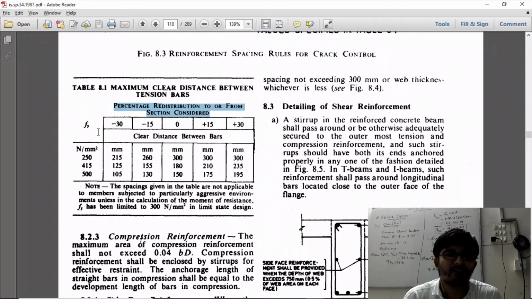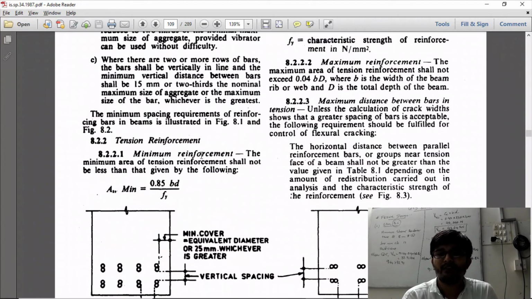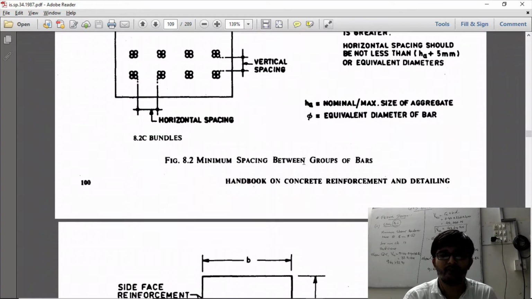So for different grades of concrete, right, clear distance between bars, generally for our case it is Fe415, right? So if we consider zero redistribution, 0% redistribution, then 180 mm. So generally the range minimum is 180 mm, maximum you can go up to 210 mm. Alright, so this is how you can see table number 8.1, right? Then the same thing you can visualize from these figures also, so you need to observe these figures carefully.